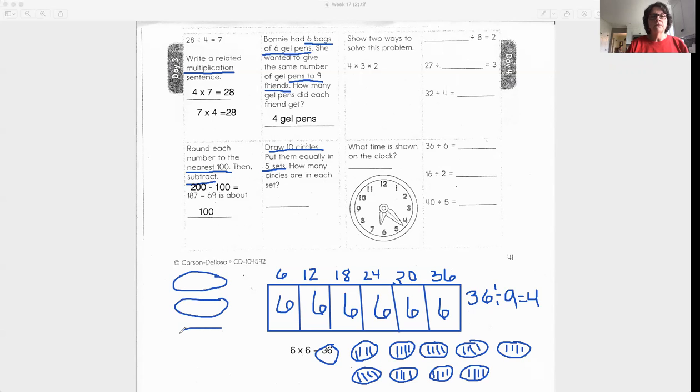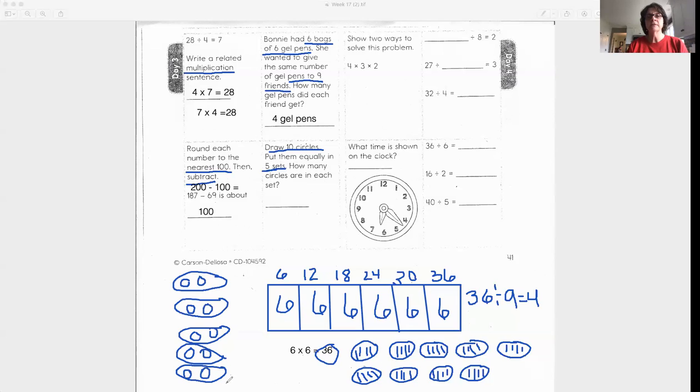2, 3, I'm using my knowns, 4, 5. And then I have to draw 10 circles and put them equal in 5 sets. So this will once again be fair share. So I'm going to put 1 in each one of these. 2, 3, 4, 5, 6, 7, 8, 9, 10. I'm going to stop there because I drew my 10 circles.